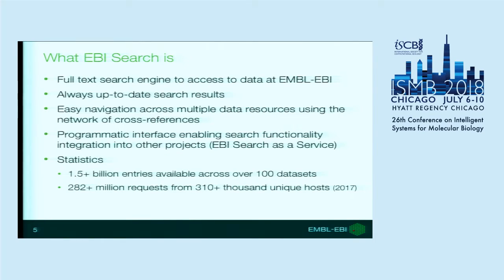EBI Search is a full-text search engine allowing users to access all available data in EMBL-EBI. Now we have more than 100 data sets. For example, protein sequences, nucleotide sequences, gene expression, protein families, protein interactions, macromolecular structures, small molecules, ontologies, some patents and literature, and so on.